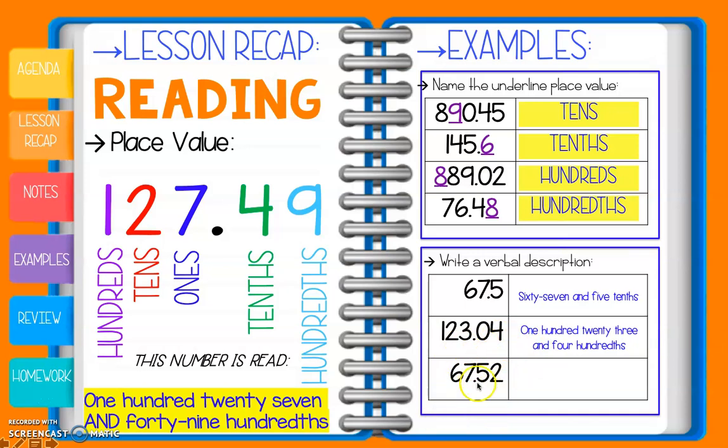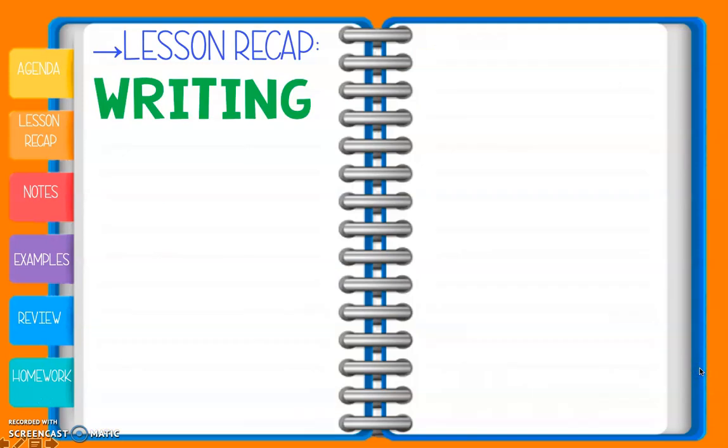Now let's take a look at our last one here. We have 67.52. This is a 67, our decimal point is the "and," 52. The 2 is in the hundredths, so it's 52 hundredths. So 67 and 52 hundredths. Okay, so that's reading. Let's take a look at writing our decimals.